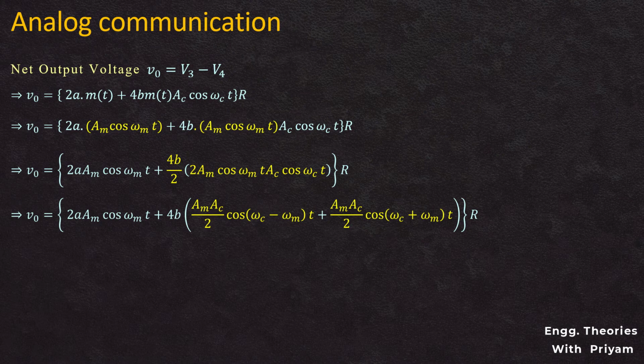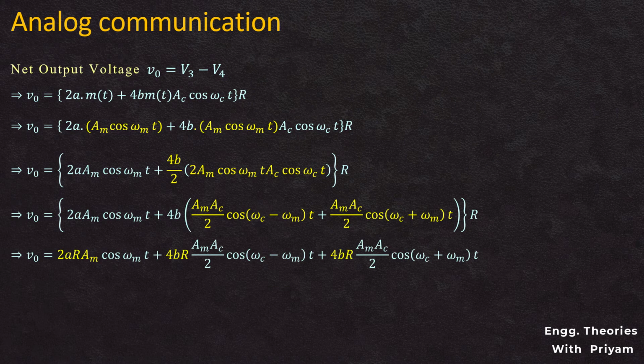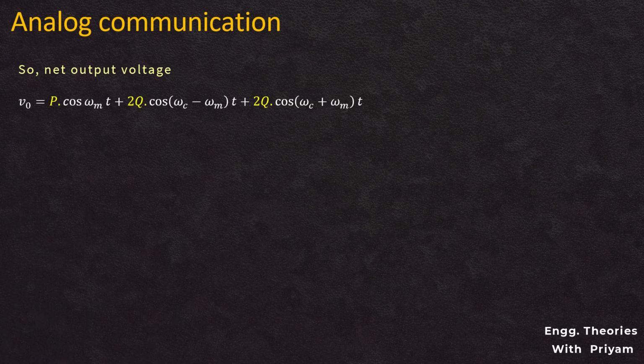Now, if we multiply R with every term, then the net voltage V0 is equal to 2A R Am cos omega m t plus 4B R Am into Ac divided by 2 cos (omega c minus omega m) t, plus 4B R Am into Ac divided by 2 cos (omega c plus omega m) t. Let's say 2AR Am is equal to P and 2BR Am into Ac divided by 2 is equal to Q. Then net output voltage V0 is equal to P into cos omega m t plus 2Q into cos (omega c minus omega m) t plus 2Q into cos (omega c plus omega m) t. Identify this as equation number 7.